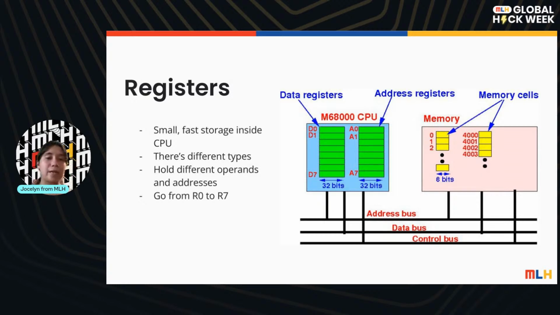There are also different types of registers. So again, there are the data registers and address registers. This can go from 0 to 7, so there are different numbers of registers in here as well.